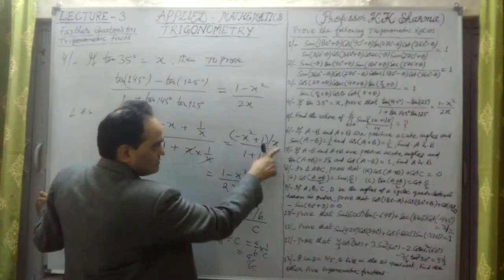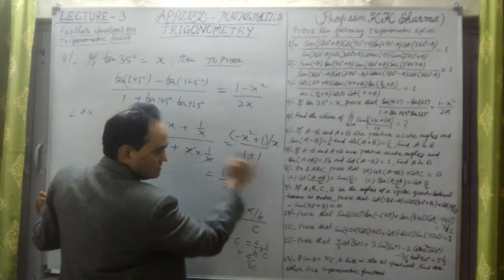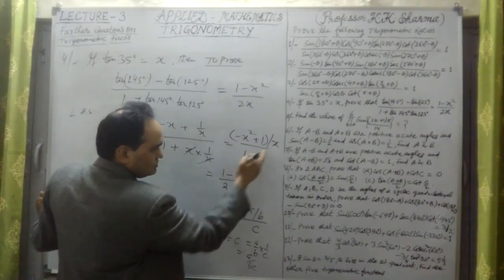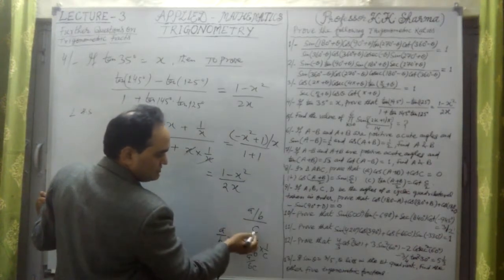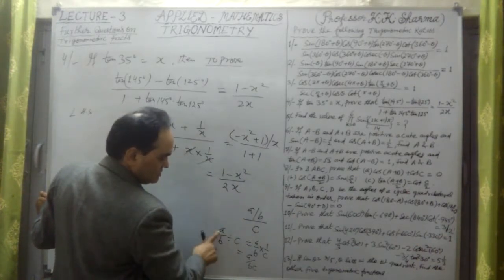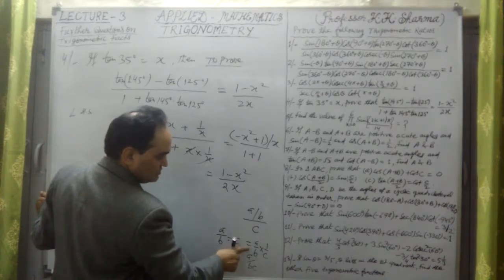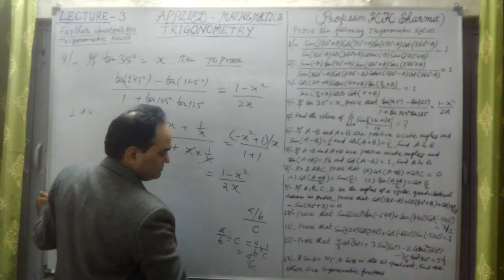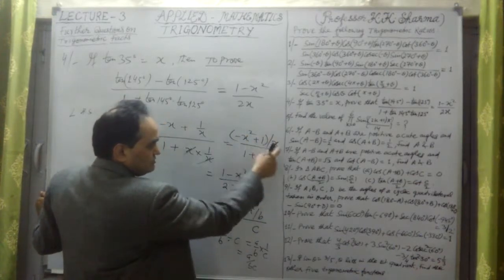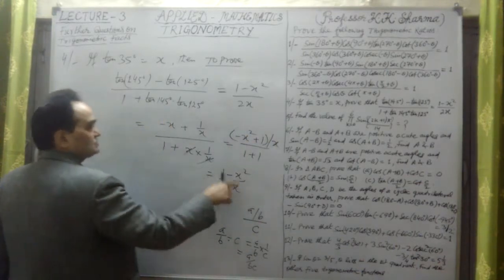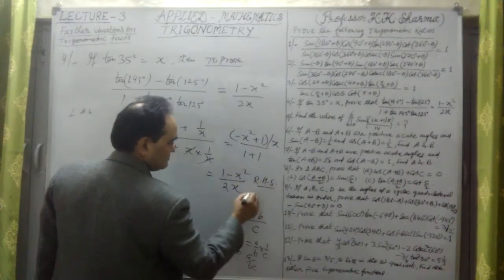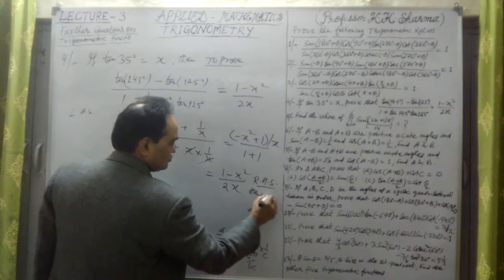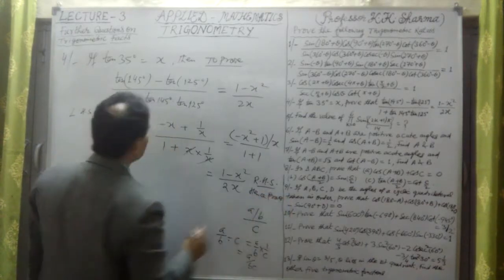This is what we have: this upon this into this 2, that means 2 into x will be multiplied. This is a upon b divided by c. The division sign: a upon b divided by c is equal to a upon b into 1 upon c, which is a upon bc. So this is the value which we have obtained. This is right inside. Simple. And it's proved. We have proved this question number 4 also.